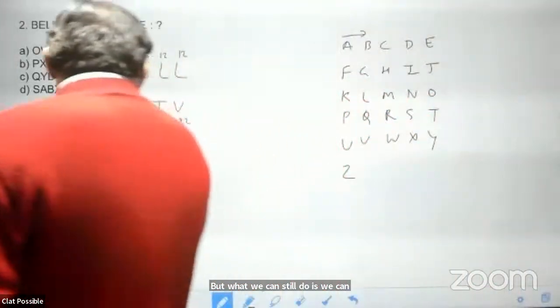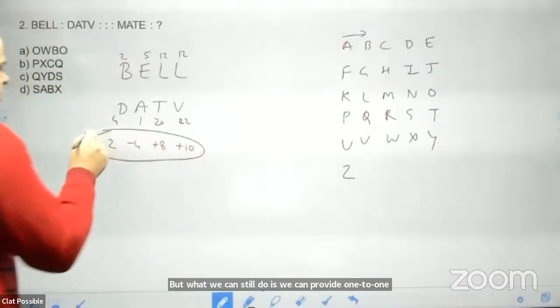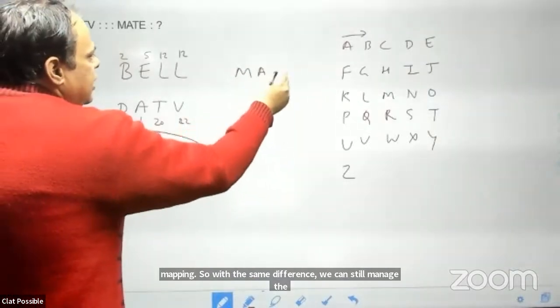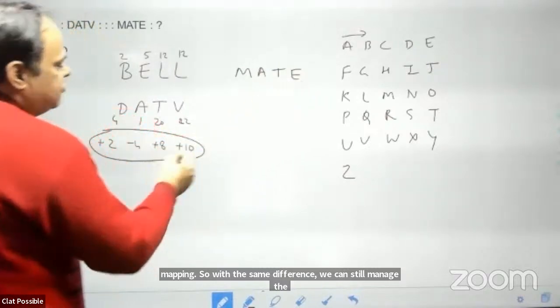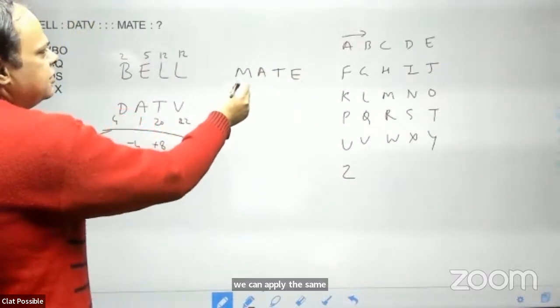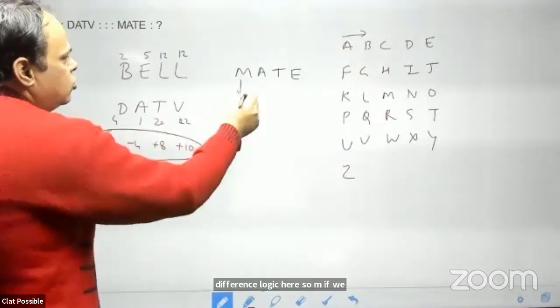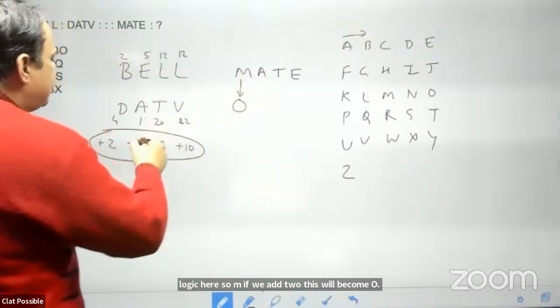So with the same difference, we can still manage the MAT. We can apply the same difference logic here. So M, if we add 2, this will become O. M will become O. A, we need to subtract 4.